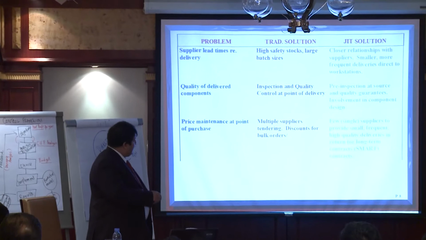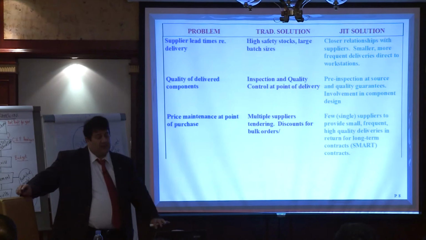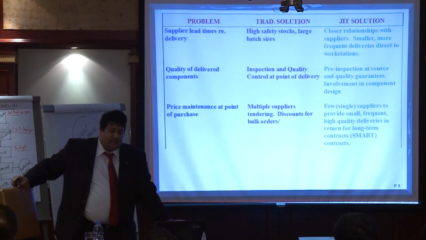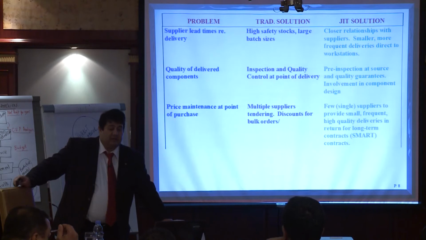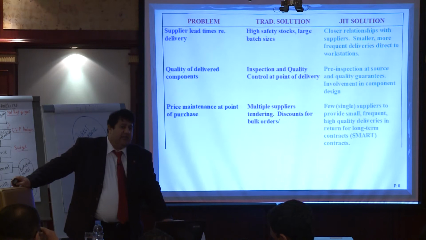Price maintenance at the point of purchase. How do you get good prices? By having multiple suppliers and discounts on bulk orders. In the case of JIT, a few single suppliers provide small, frequent, high-quality deliveries in return for long-term contracts. So each component has not more than one supplier, or at least only a few. These are called smart contracts, but they are long-term contracts. So although the price may not be the cheapest, it is a fixed price for a longer period of time.